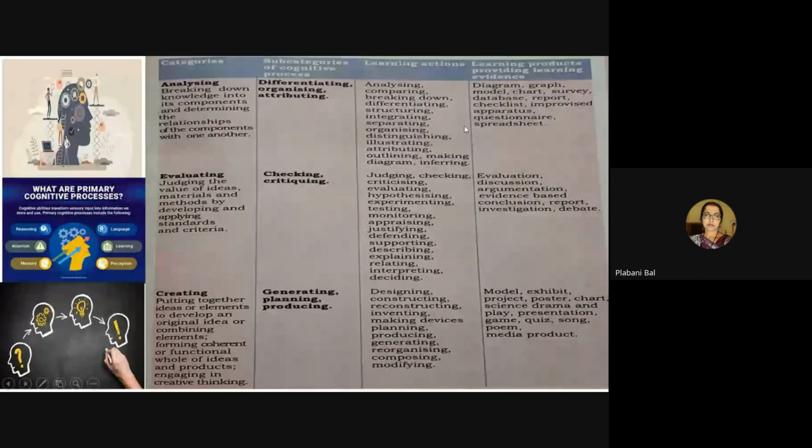So the action verbs are judging, checking, criticizing, evaluating, hypothesizing, experimenting, testing, monitoring, appraising, justifying, like this, explaining, relating, interpreting, deciding, everything comes under the evaluating process.